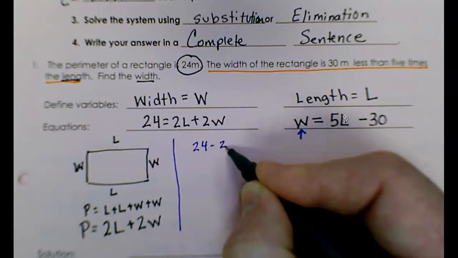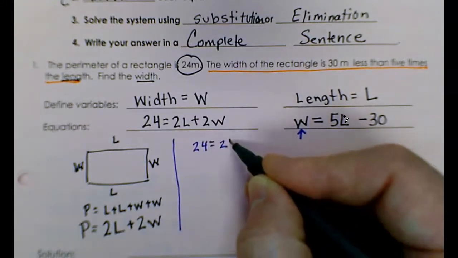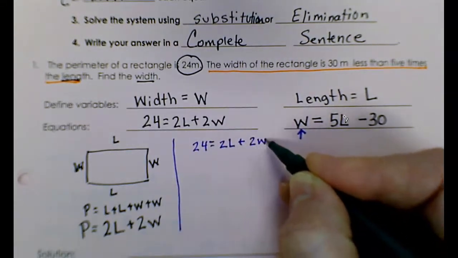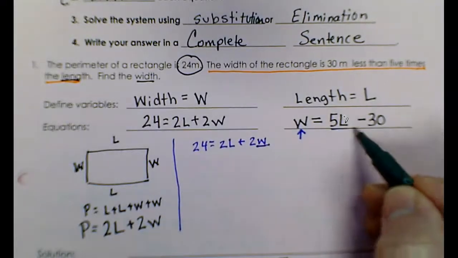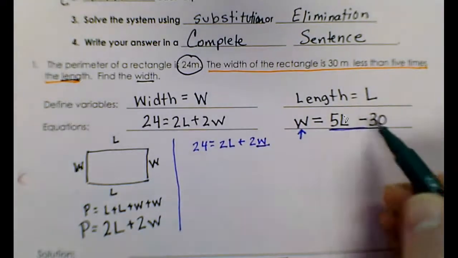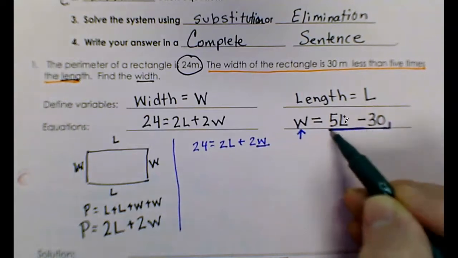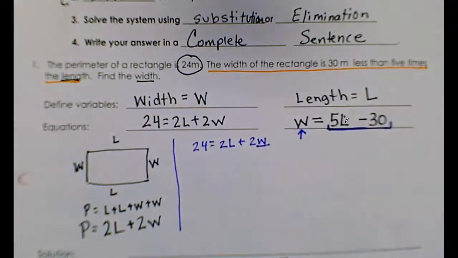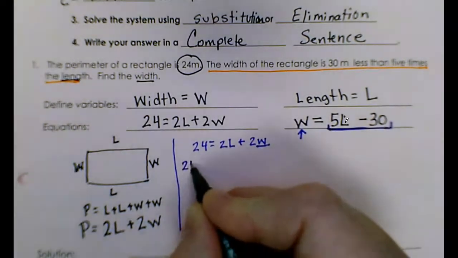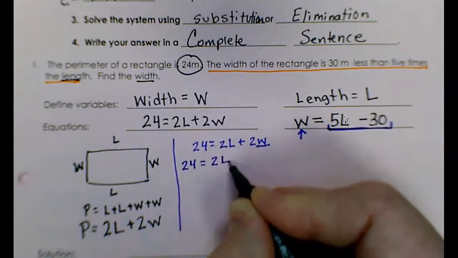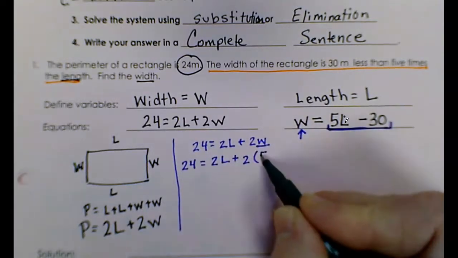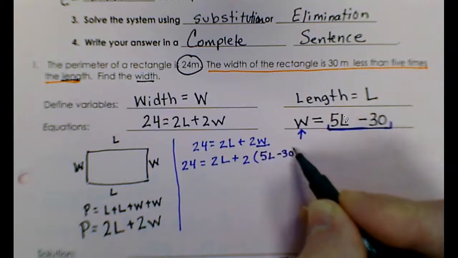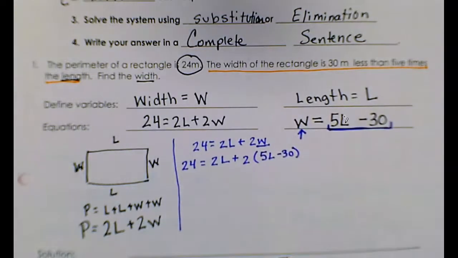24 equals 2L plus 2W. And in place of this W, I'm going to put this part right here, because this part right here is equal to W. So I'm going to have 24 equals 2L plus 2 times (5L minus 30), because this part in parentheses is equal to the W.